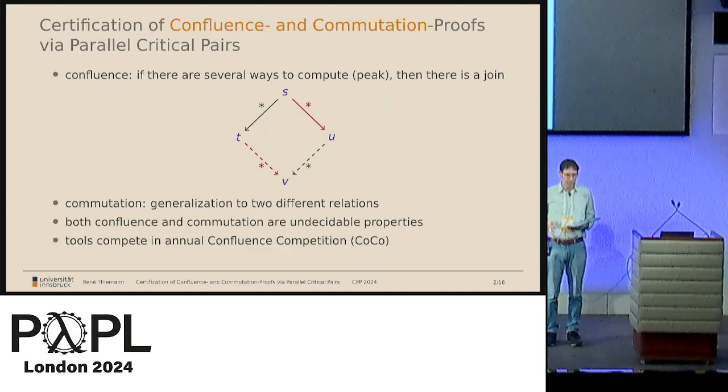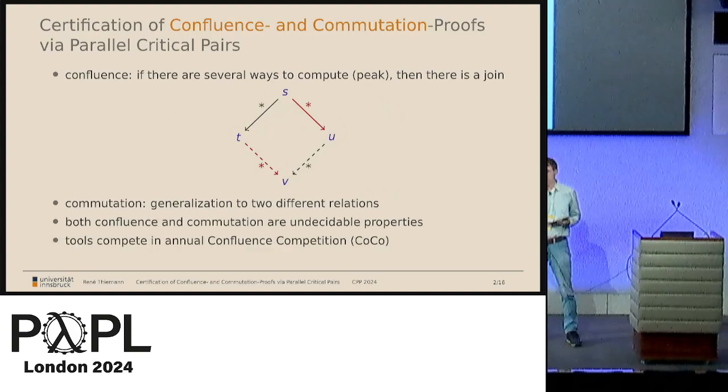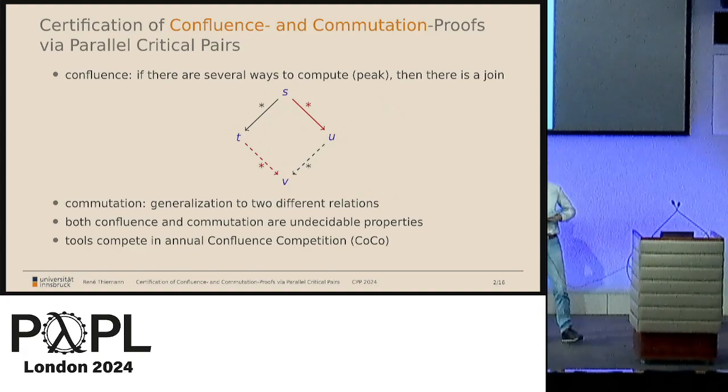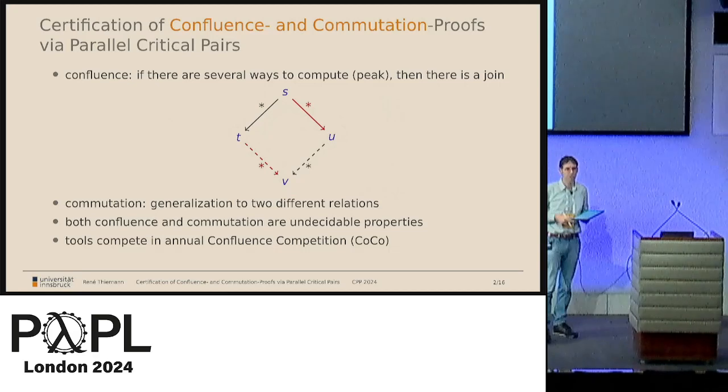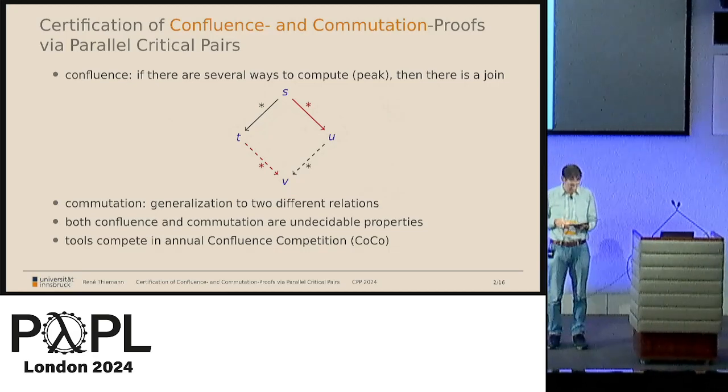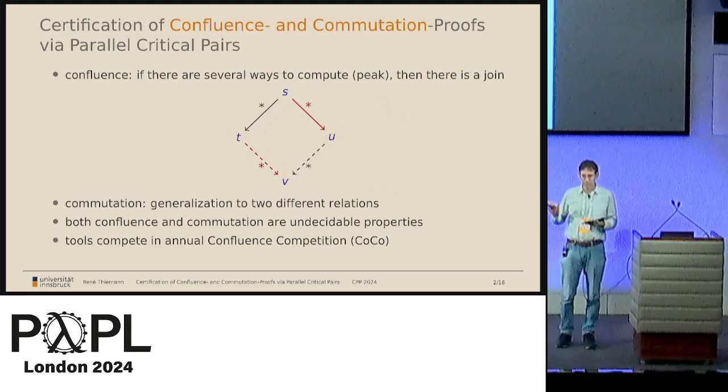So both of these properties are undecidable, and both of these properties are tested, for instance, in the annual confluence competition, where several tools try on a database of confluence and commutation problems to prove or disprove as many problems as possible in an unreliable way, right? Good. So this is the second part of the title.